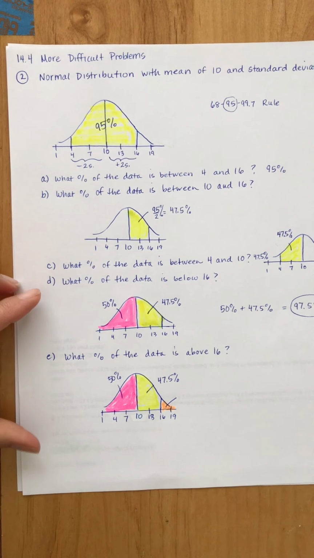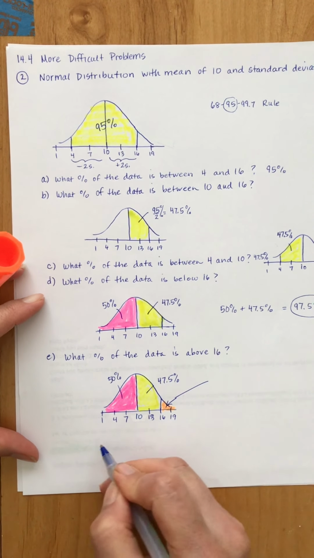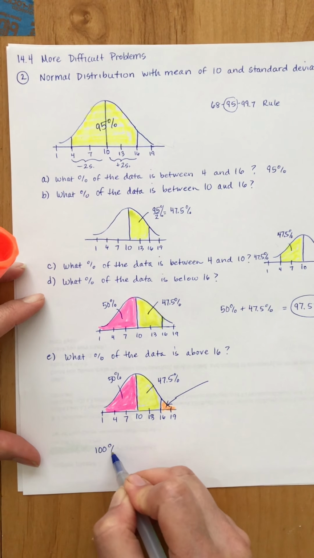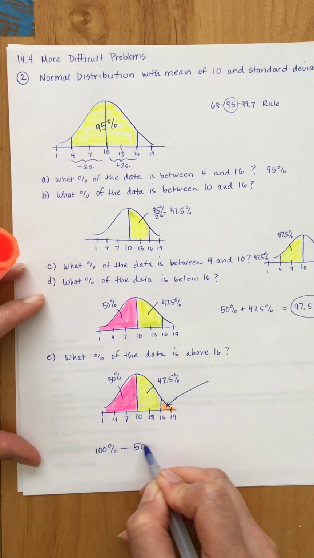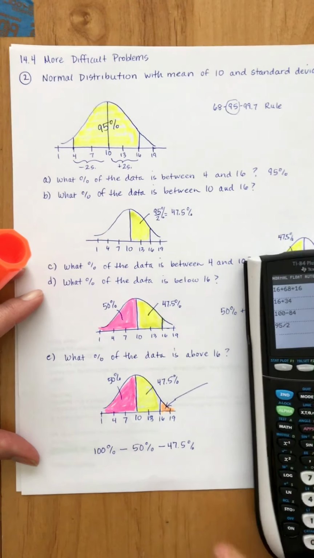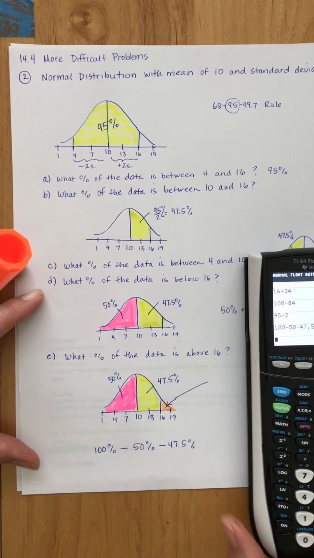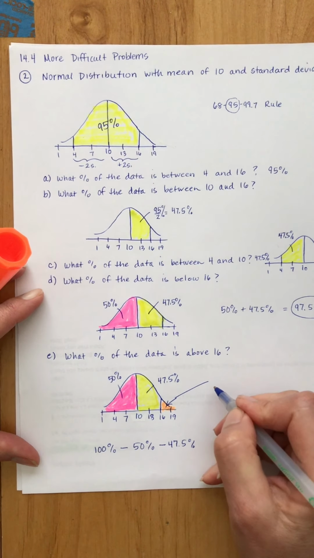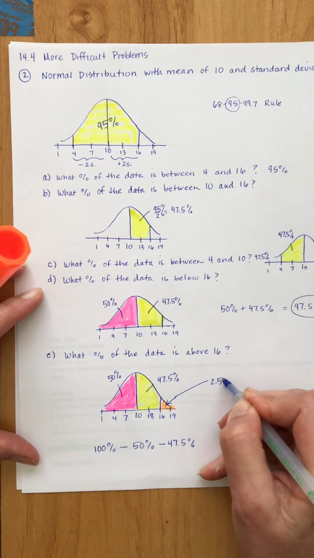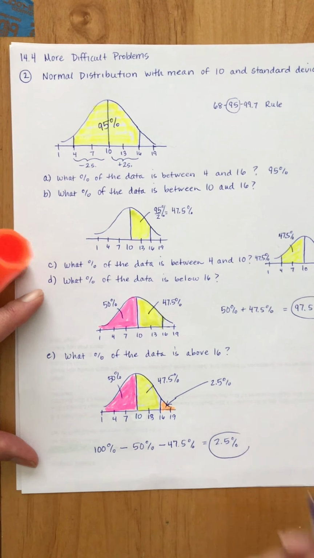So can't we just say that this piece right here is going to be 100% minus 50% minus 47.5%? We should be able to guess that that's a very small percentage. Let's do it on our calculator. 100 minus 50 minus 47.5 gives us 2.5%. That's what's in that, what we call, tail. So that's the answer to that question.